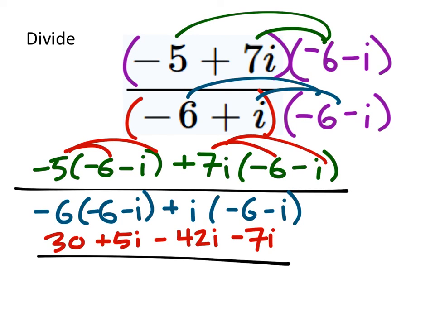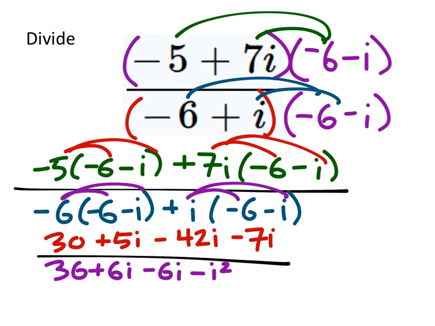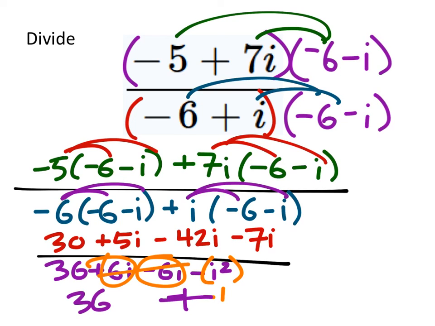Just all we did was multiply and distribute. Next up, let's distribute this negative 6 and the i into those parentheses. And there's the denominator. And again, right, we got those two middle terms, positive 6i and negative 6i, which are going to cancel out. But not only that, but i squared is going to become a negative 1. So in the denominator, we've got 36 minus negative 1, which makes that 36 plus 1, which is 37.